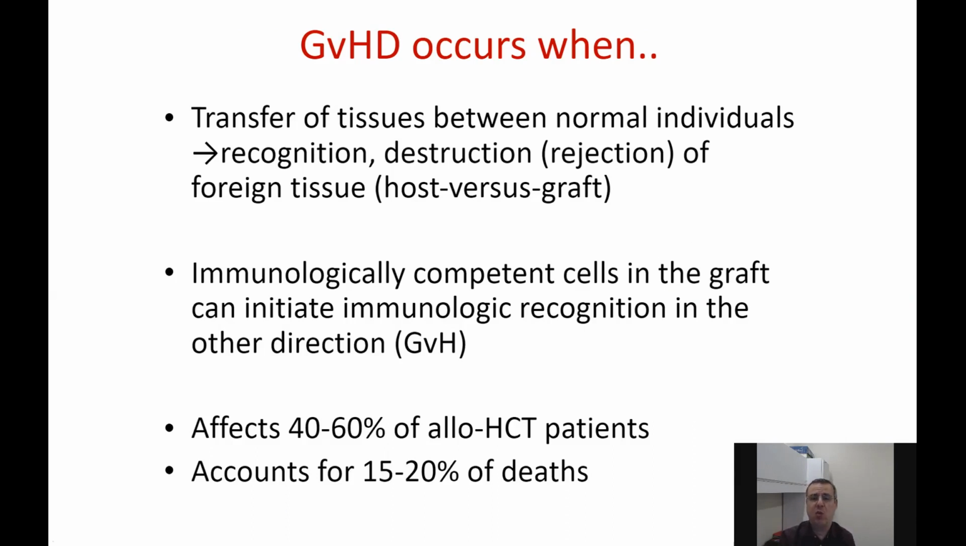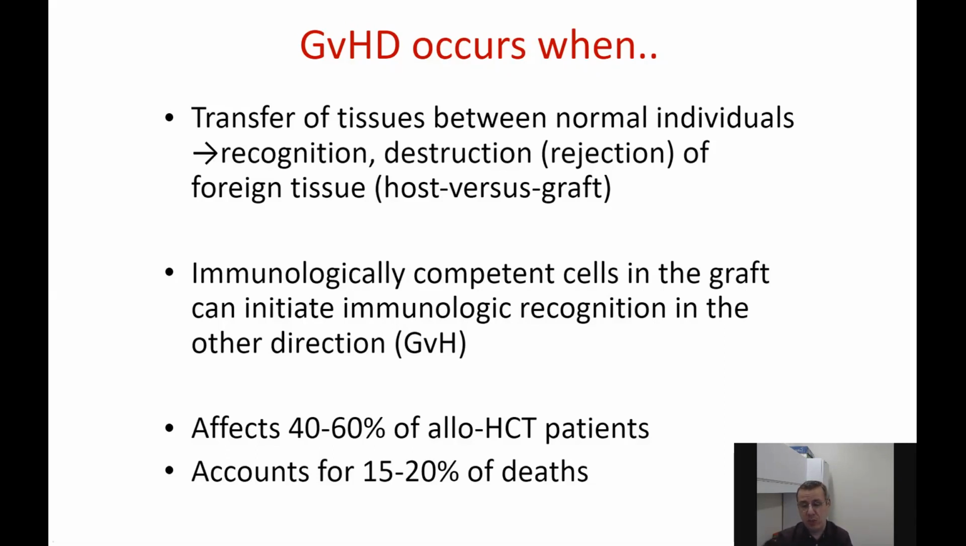We see this when the transfer of tissues between normal individuals occurs. The recognition and destruction of this foreign tissue is known as the host-versus-graft effect, which is what leads to graft failure. However, there are immunologically competent cells in the graft, and these can initiate an immunological recognition in the direction of the host, hence graft-versus-host disease.